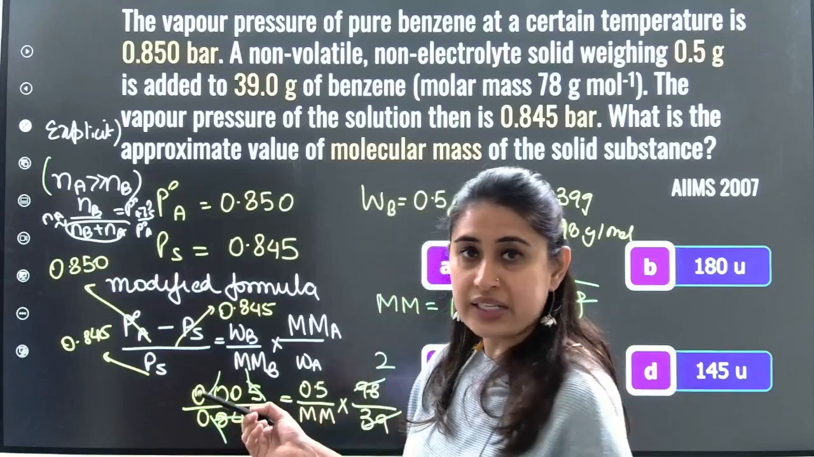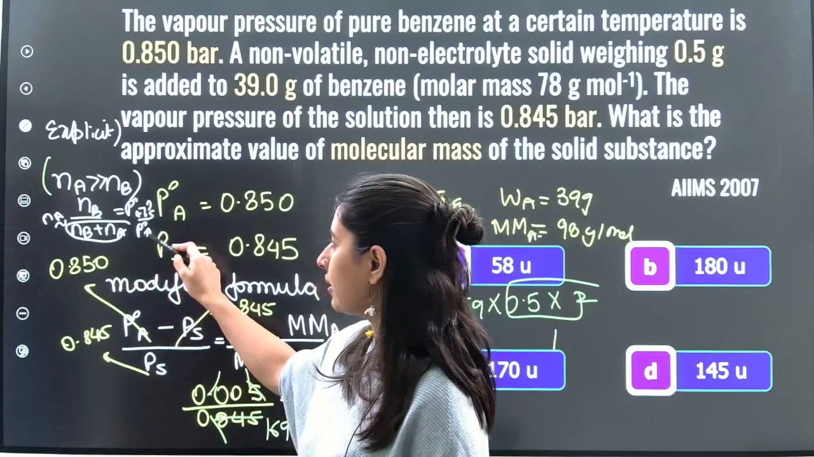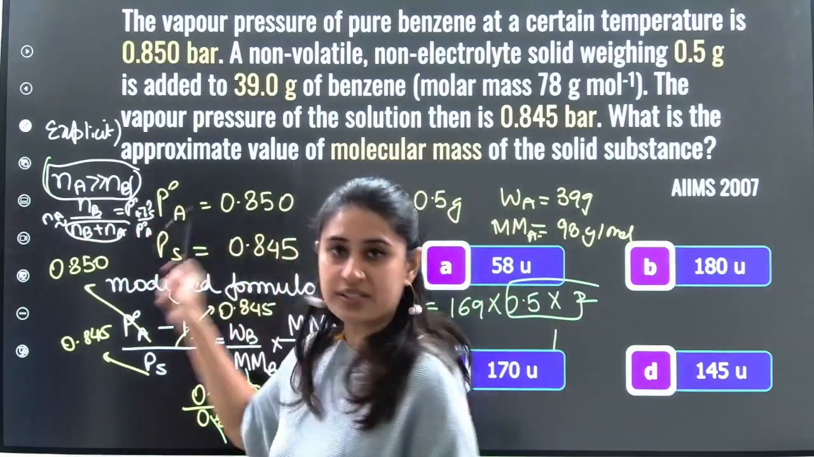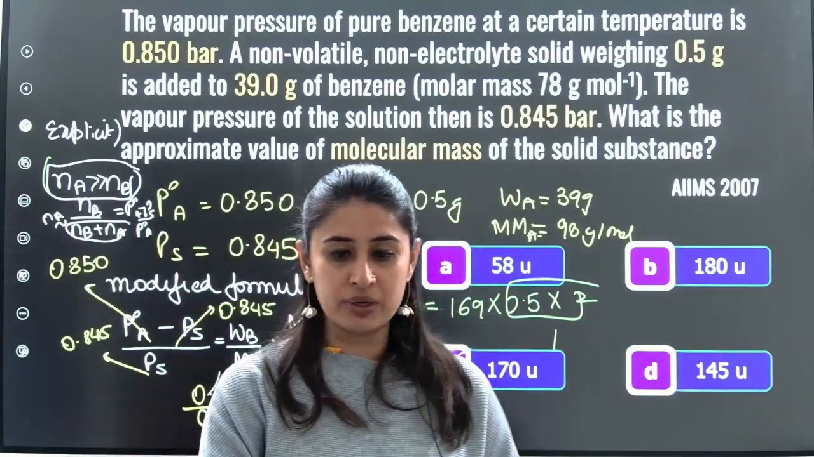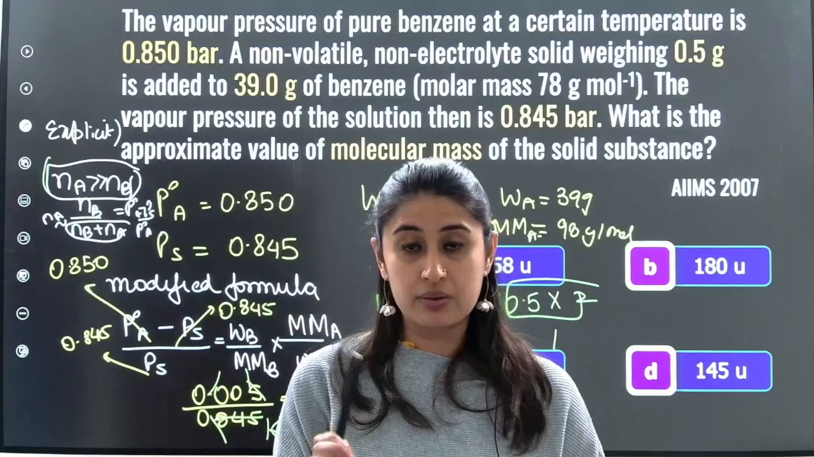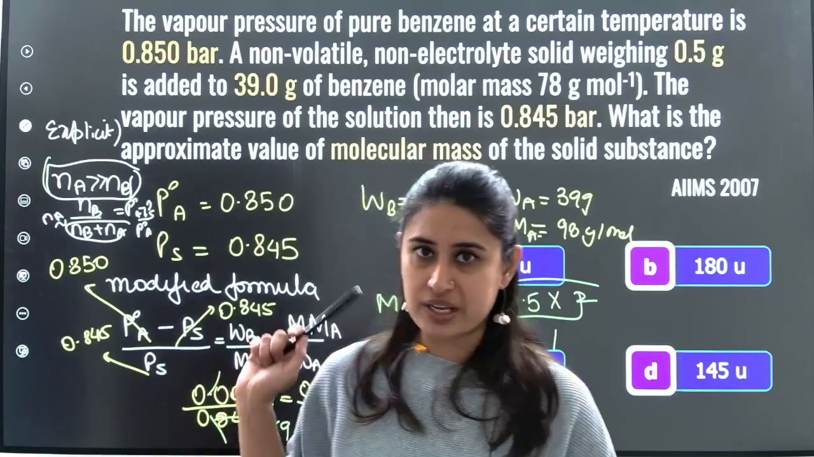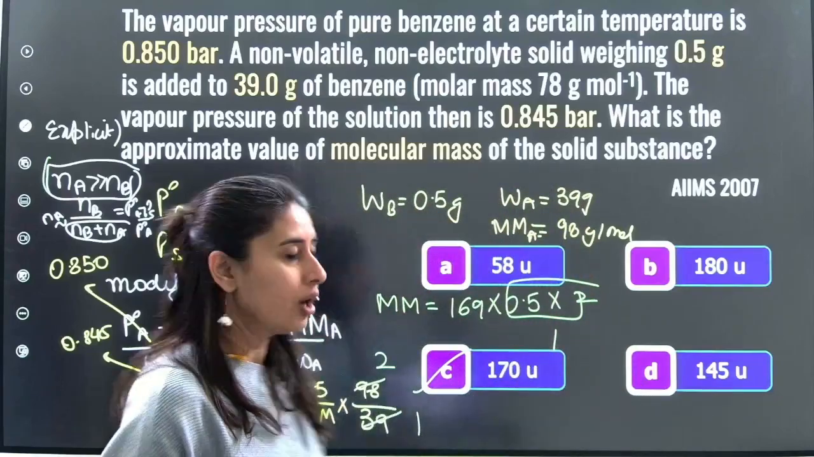Because this will create a difference. If you do not take P naught A but you take PS, your answer will come out wrong. The examiner has given you this data so that you use the same colligative property formula. Will you be mindful about it? That will be a game changer if you do not address this very important statement.